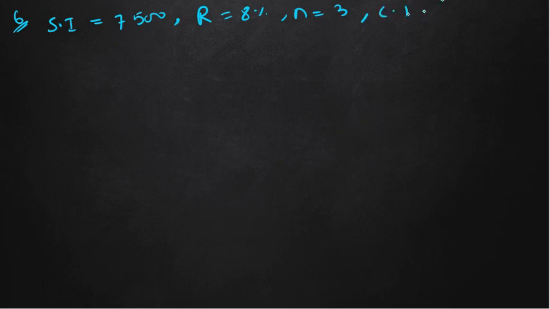So if you read the question, if the simple interest on the sum of money for 3 years at 10% per annum is this one. So our simple interest is given. Simple interest is 7500. Rate of interest is 8% per annum and number of years is 3 years. Then find the compound interest on the same sum for the same period and the same rate. That means we need to calculate compound interest. So how, if simple interest is given, how we can calculate the compound interest?